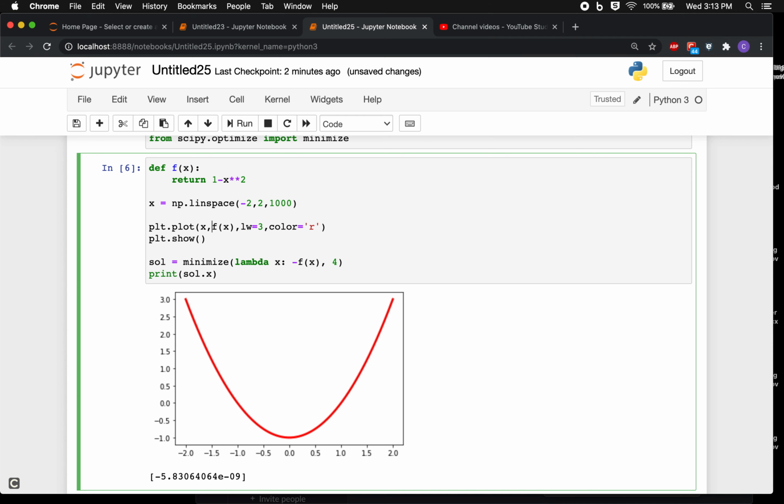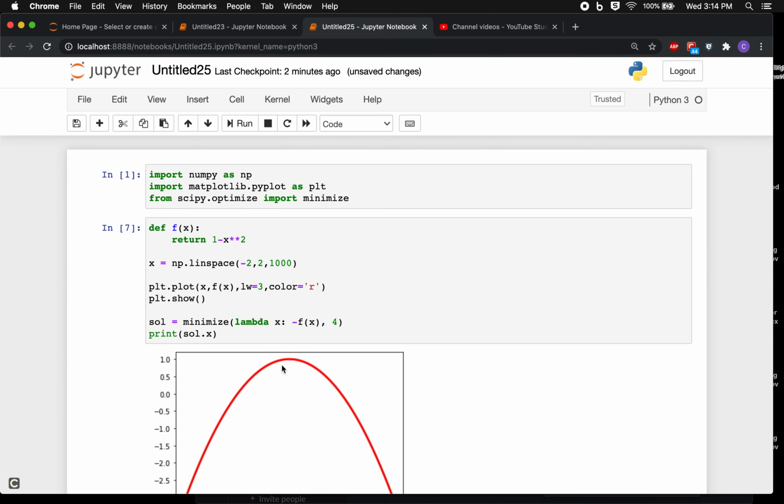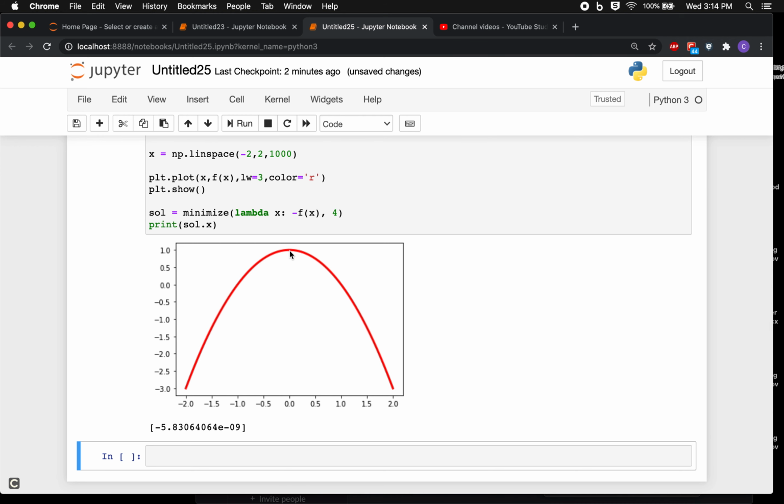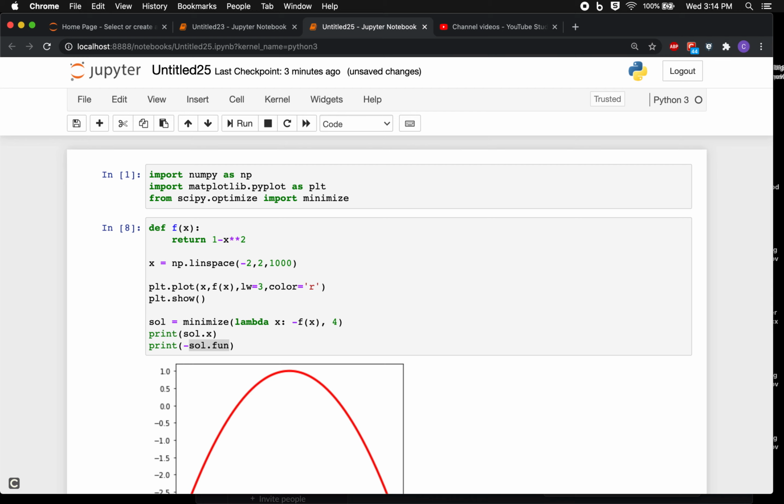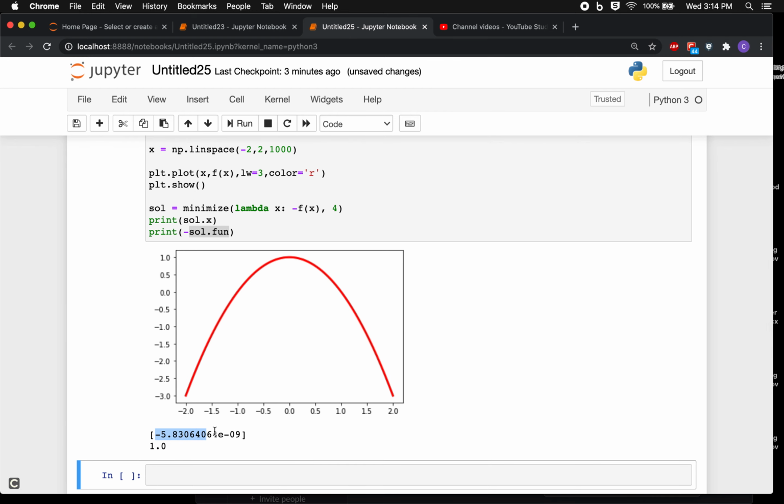Again, let me plot the original function. I see I get the same minimizer, at x equals 0. If I want to look at the value, I just do minus sol.fun. Remember, sol.fun gives you the value at the minimum, and if I put a minus on that, it gives the maximum value of the function. The minimizer in this case is 0, and the maximum value of the function is simply minus sol.fun, which is 1.